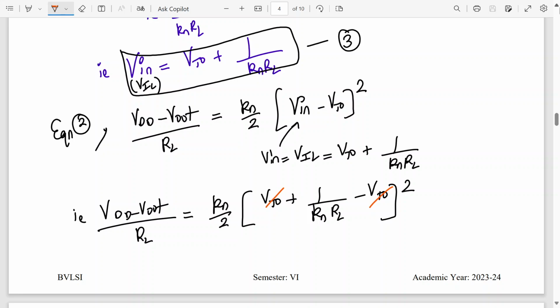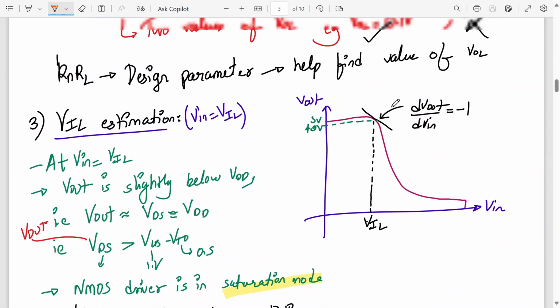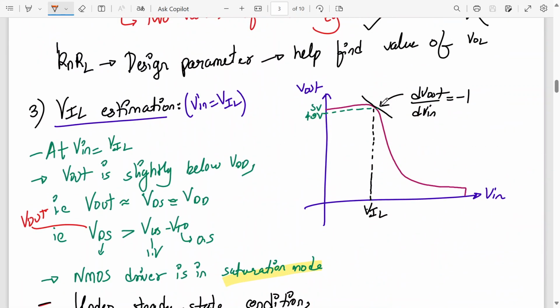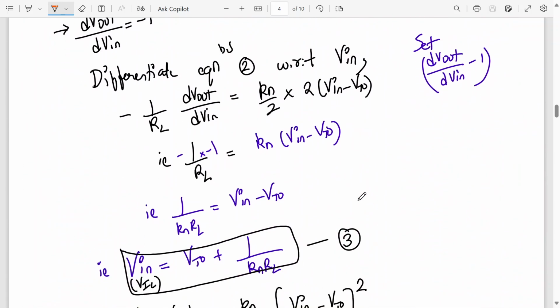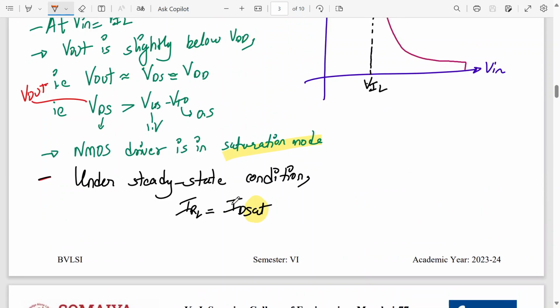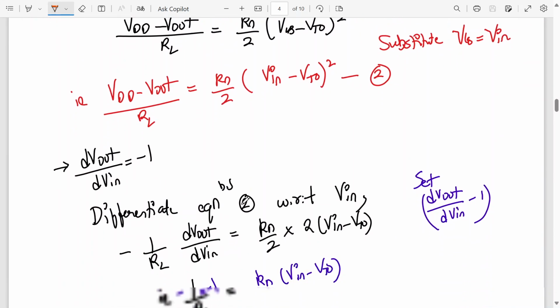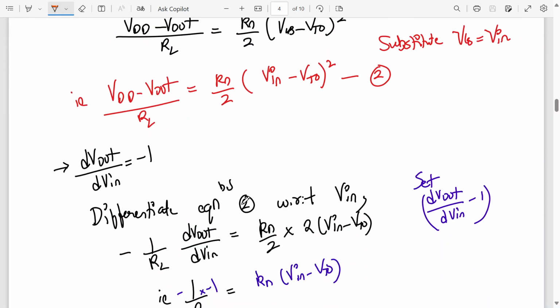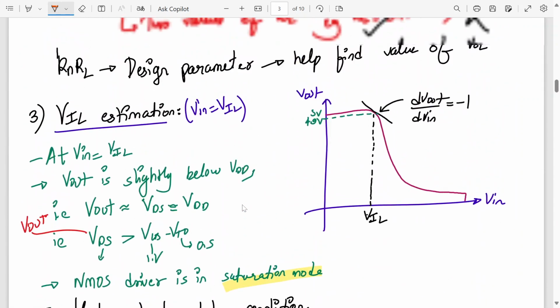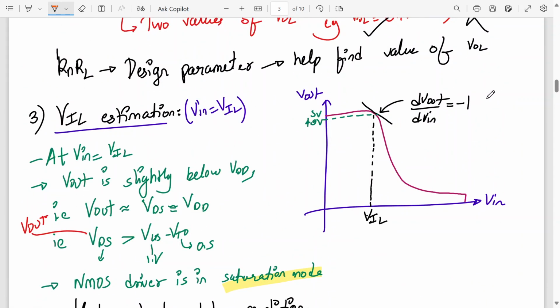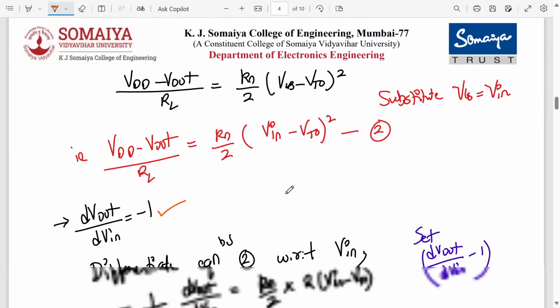Okay. So what we are doing over here is finding the value of VIL. For finding the value of VIL, we use the steady state equation that is given over here. Here it is: IRL is equal to ID SAT. We substituted the values. Then we substituted VGS equal to V in this equation. And now we are setting dV out by dV in equal to -1, because that is what we have defined, right? The slope should be -1. So dV out by dV in is -1.